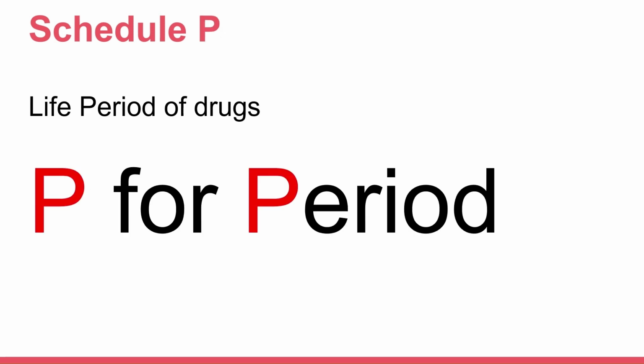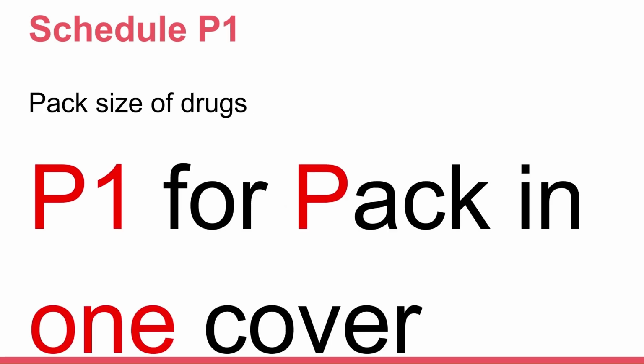Now moving to Schedule P. Schedule P states about the life period of drugs. How can we remember? P is for period. From this word, you remember that Schedule P is for life period. P is for period helps you to remember that Schedule P is for life period.